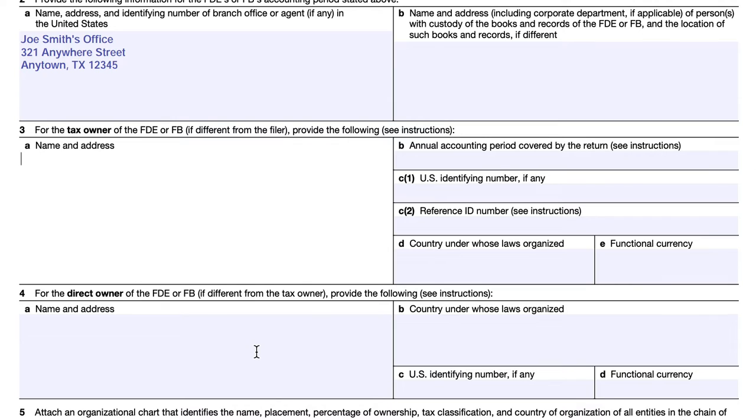have to attach a statement. If there's anything in line 4, if there's more than one direct owner, you would have to attach a statement to this form that includes all of the information requested. Obviously, if you have more than one direct owner, you can't jam all of this information into section 4, so you would just create an attachment, separate sheet of paper, or you print out an extra copy of the form, and as long as it has the name and address, country under whose laws they were organized, identifying number, and functional currency, you put that in there.